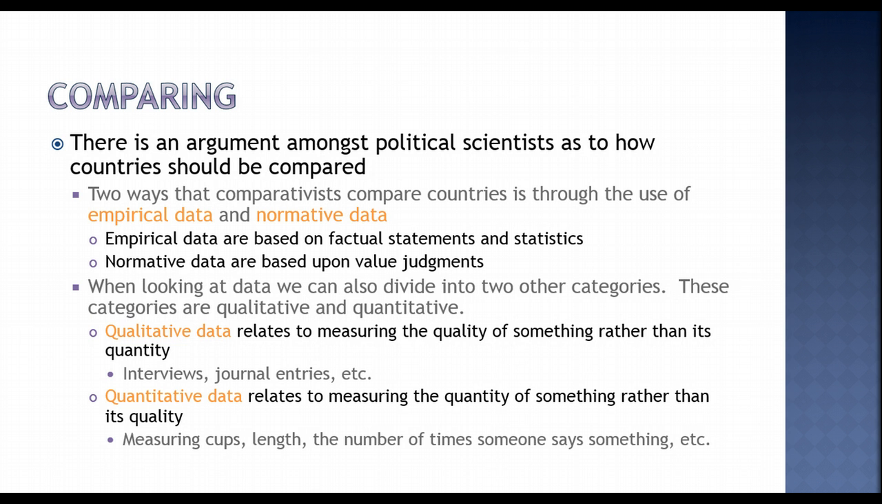Comparing. There is an argument amongst political scientists as to how countries should be compared. Even as old as this field is, there's lots of debate as to how comparison should take place. Two ways that comparativists compare countries are through the use of empirical data and normative data. Empirical data are based on factual statements and statistics. If I were to hand out a survey and had you rank things 1 to 10, and then compiled all of that data to understand how you felt about certain topics, that would be empirical data.